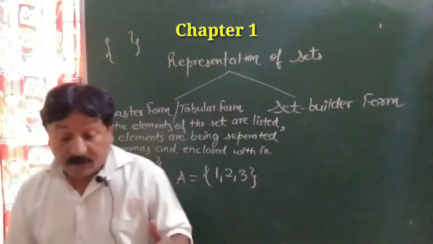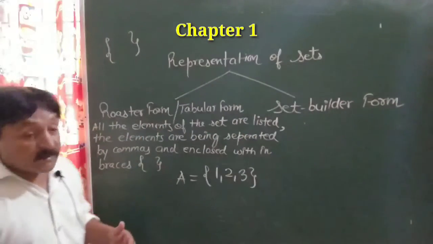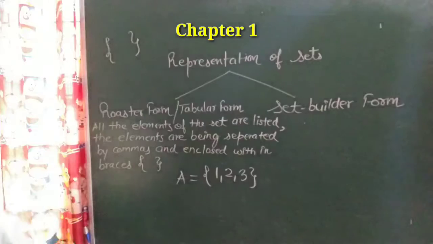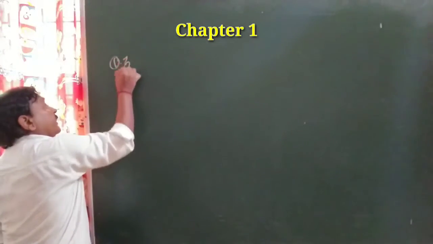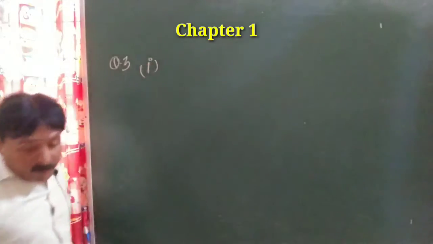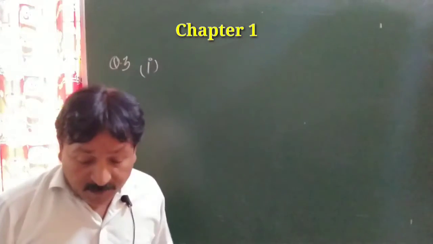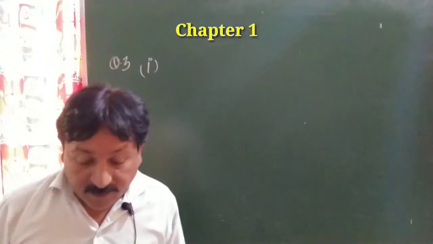Just take question number 3 of your exercise 1.1, okay? Just take it. Now see exercise 1.1, question number 3. Write the following sets in roster form, okay? Roster form, I had already explained that you have to write all the elements in a listing way, okay? See the first one. Question 3, part first is saying, set A is given, the name of the set is A.